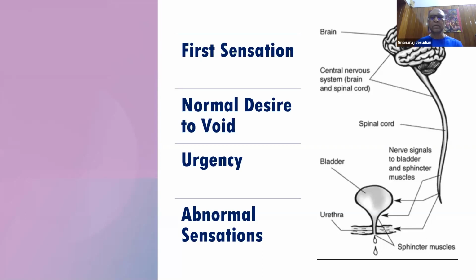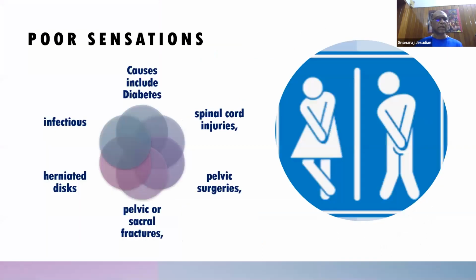The first sensation when there is some urine in the bladder, then the normal desire to void, then urgency, and if he or she feels any abnormal sensations like fullness or low abdominal pain and so on. So the first thing that we interpret is that these sensations can be affected by a variety of causes.